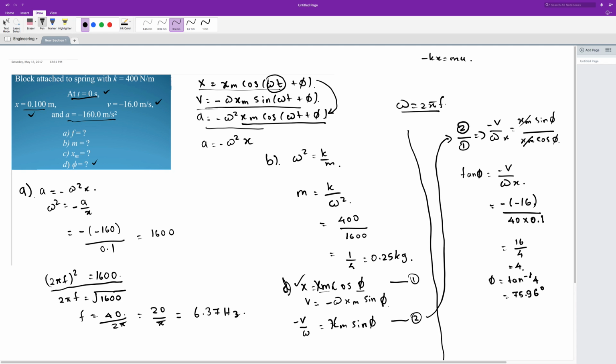I'm doing the c part right here. If I bring this equation right here, x is equal to xm cos phi. We have to find the amplitude. So xm is going to be equal to x over cos phi. So x is 0.1 over cos 75.96 degrees, and if I calculate this value, it comes out to be 0.41 meter. That's the amplitude, and we have found everything. We have found frequency, mass, xm, and the phi, and that's how it's done.